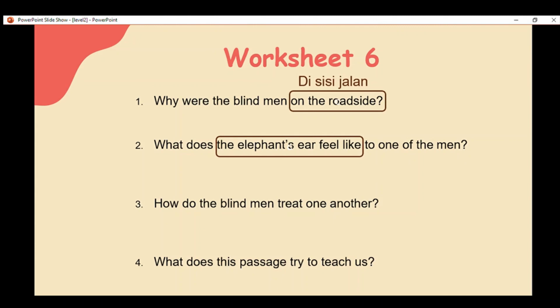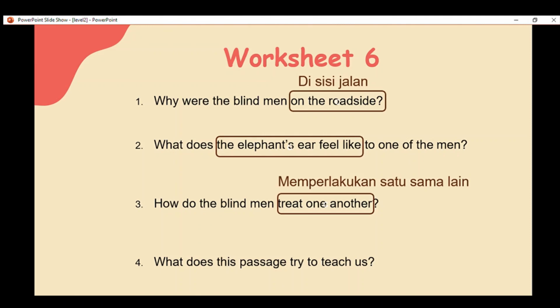Now number 3. How do the blind men treat one another? The clue here is treat one another. The question is how. It's about manner. How do they treat one another? Are they being cruel? Are they being kind to each other? Are they blaming each other? Or what do you think?